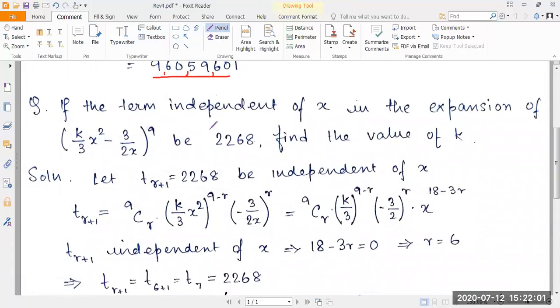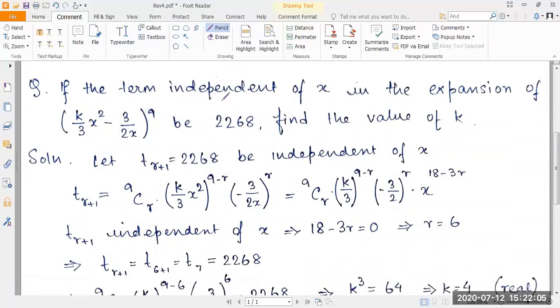That was a relatively easy sum. It's just an application of binomial theorem. The next sum is: if the term independent of x in the expansion of this big expression be 2268, find the value of k. So they essentially want us to find that particular term in the expansion of this binomial expression which is independent of x. And they have said that the term which is independent of x has this value, that's 2268.